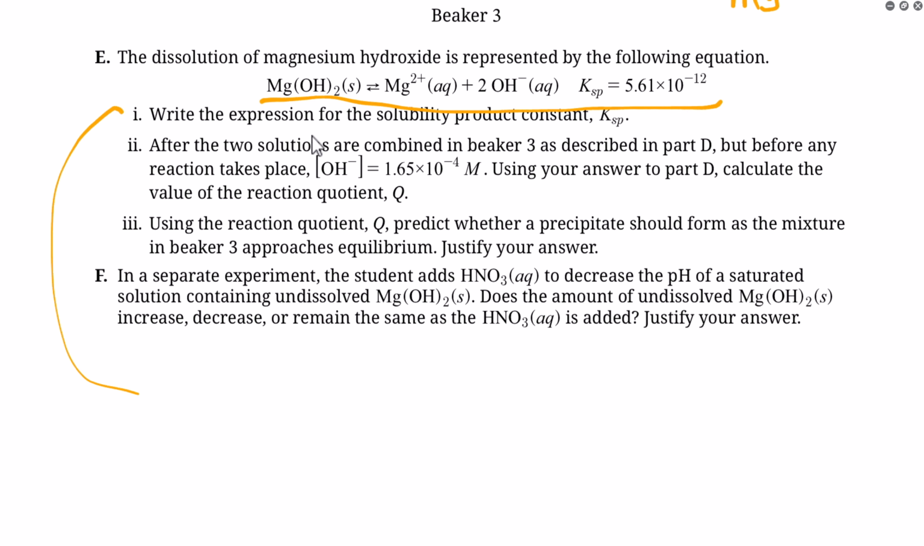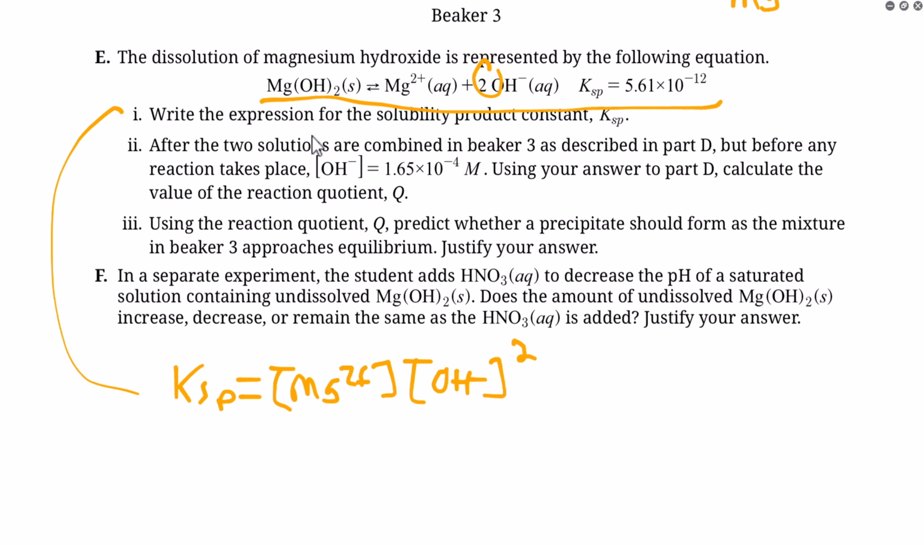So part I here, KSP is equal to, remember, anytime we do equilibrium, it's products over reactants and coefficients become exponents. So it's going to be Mg2+ times OH minus, and then we are going to square that because of that coefficient there.